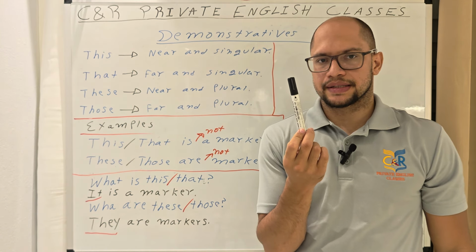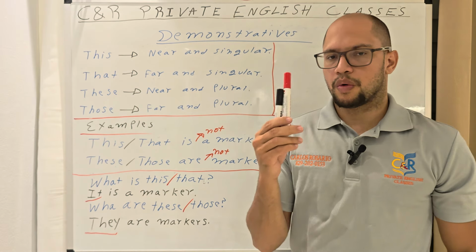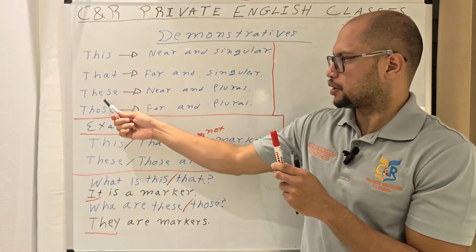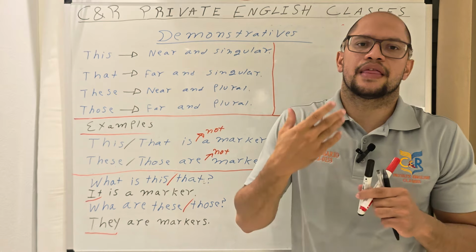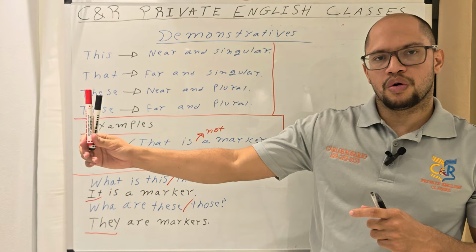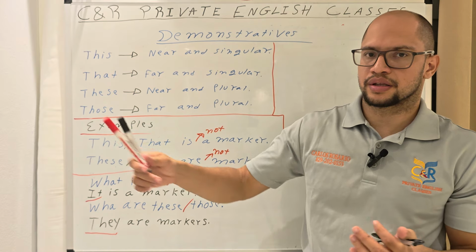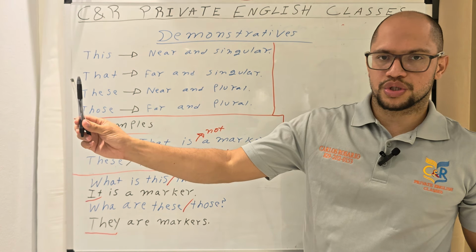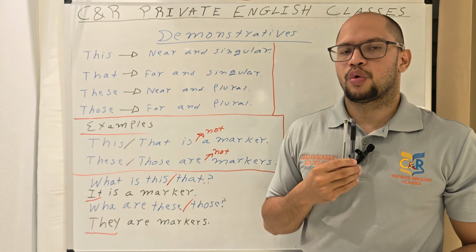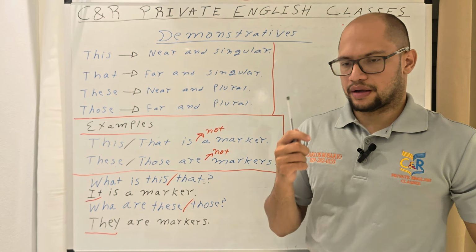So what is this? It is a marker. The question, what are these? Two, plural, near. The answer, they are markers. What are those? They are markers. What are those? They are pens. The question. What are these? They are pens.